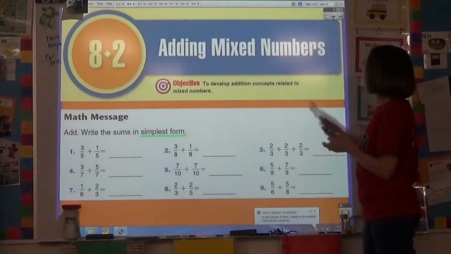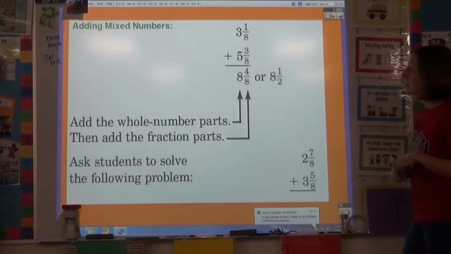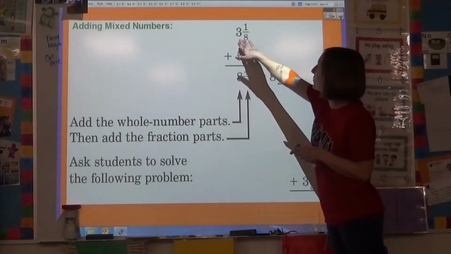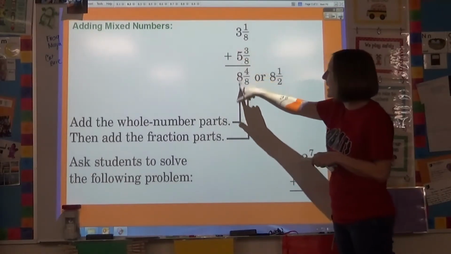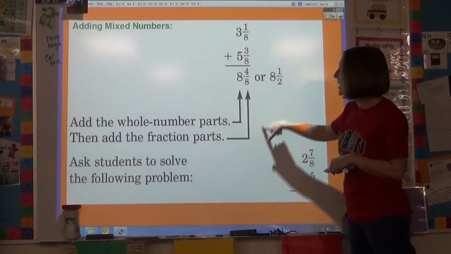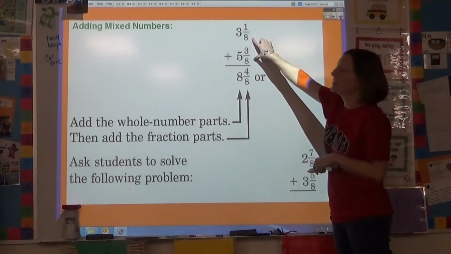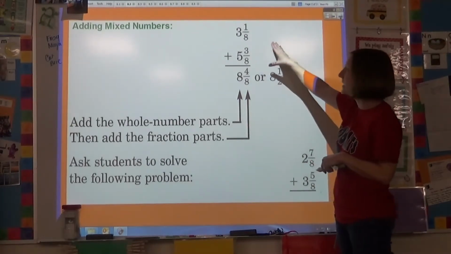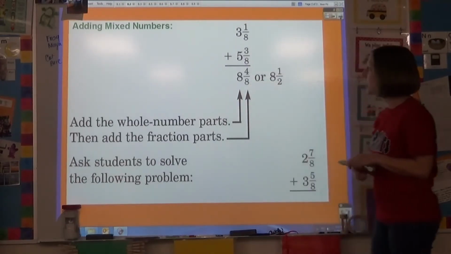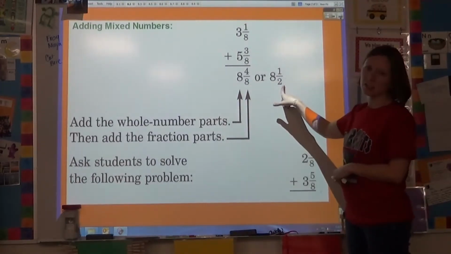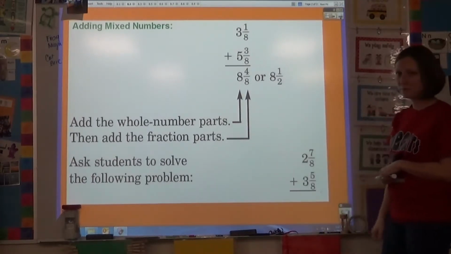Let's take a look at how we do this with mixed numbers. Okay, there's an example here for us. It says add the whole number parts. So I have 3 and 1/8 and 5 and 3/8. So I would add my 3 and my 5 and get 8. And then add the fractions. I already have common denominators. If I didn't, I would have to find common denominators first. I add my numerators and get 8 and 4/8. I can reduce that or simplify it down to 8 1/2.